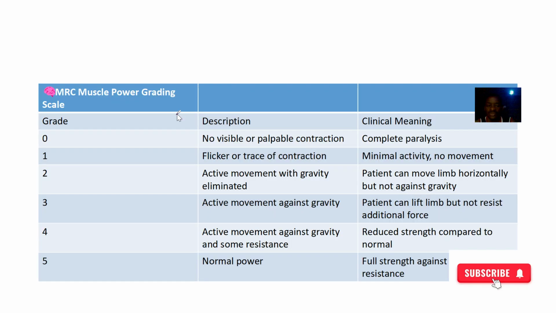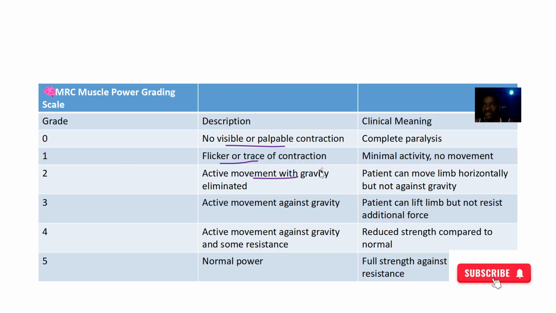it. So when you say the grading power is 0, you simply mean there's no visible or palpable contractions. Okay, so there's a complete paralysis. If you say the grading power is 1, that means there's a flicker or trace of contraction. Okay, so if the grading power is 2, there's active movement with gravity eliminated.